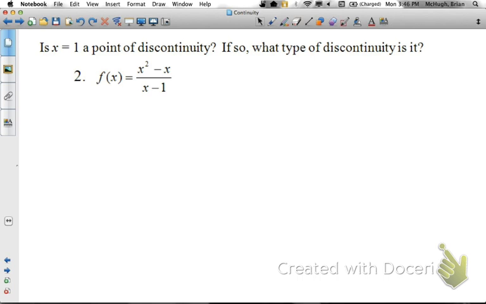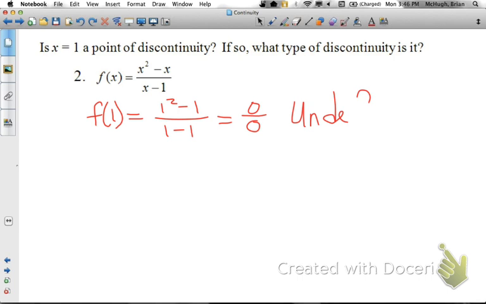Here's another function we want to test to see if x equals 1 is a point of discontinuity. Let's do the same thing we did before, and that is plug 1 into the function. We're going to get 1 squared minus 1 in the numerator, 1 minus 1 in the denominator. We're going to get 0 over 0. With the 0 in the denominator, we know that this function is going to be undefined when x is 1. So automatically we know, based on our last example, yes, this is a point of discontinuity.